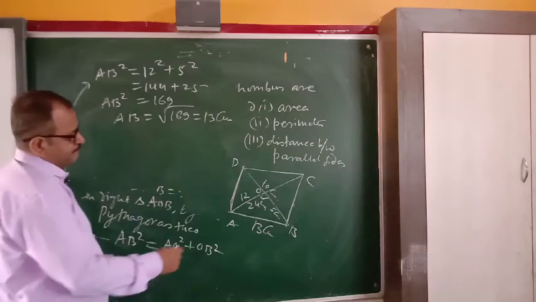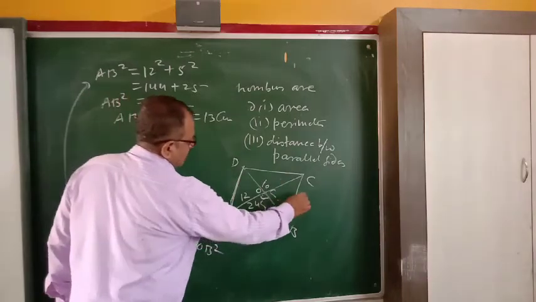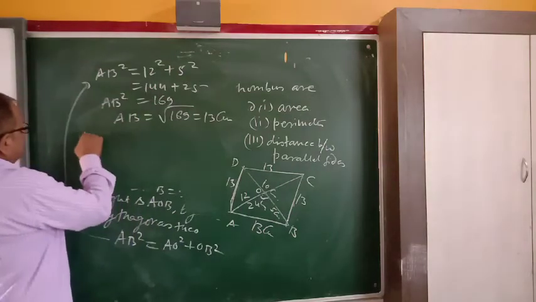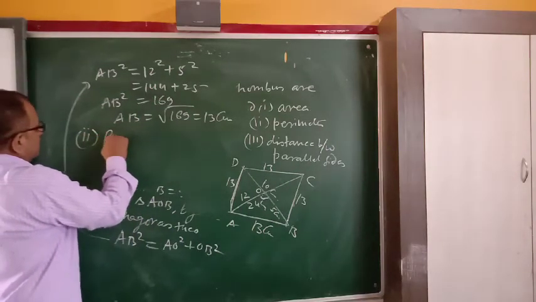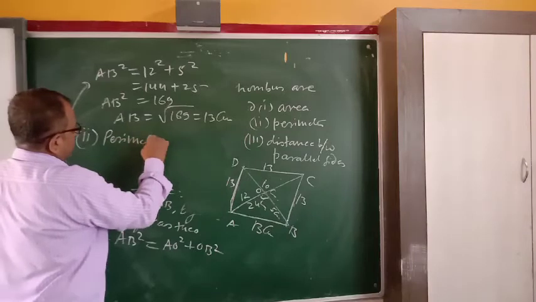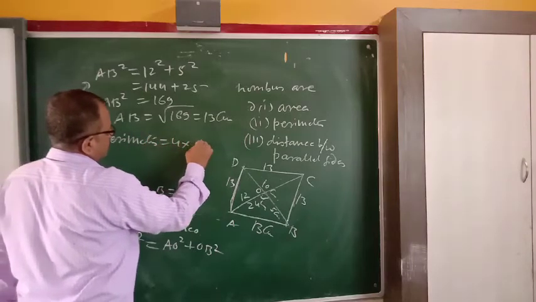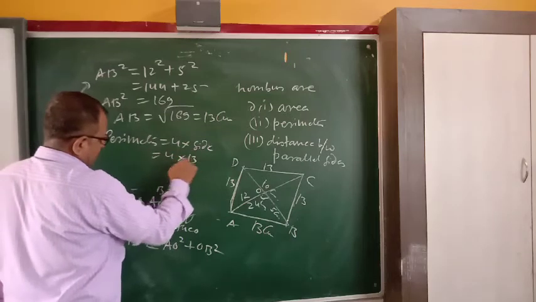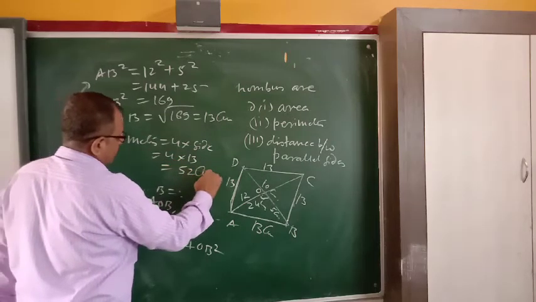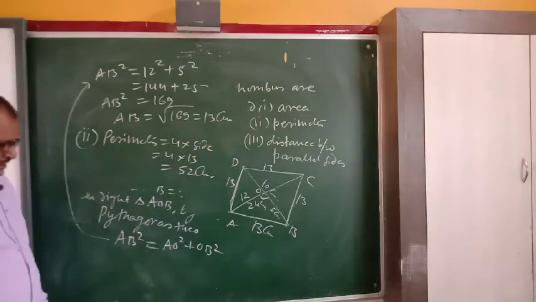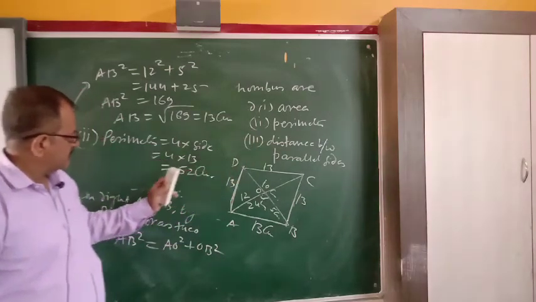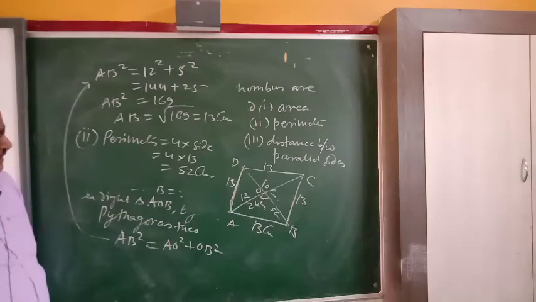We know that in a rhombus all the four sides are equal. So 13. What will be the perimeter? Second part. Perimeter is equal to 4 into side. One side is 13, so 13 into 4, 52 centimeter. So this is the second part answer. Perimeter is equal to 52 centimeter.